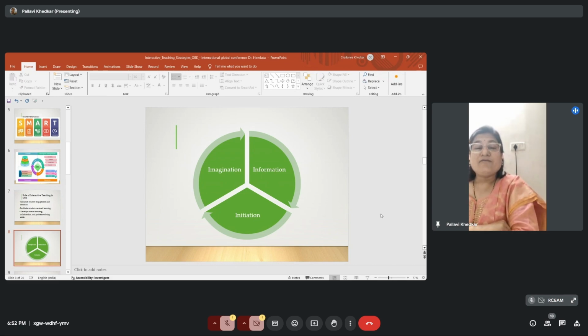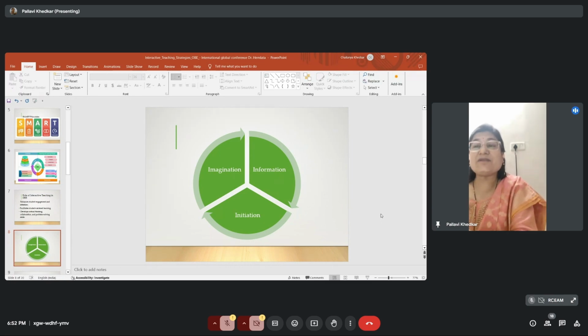In today's era, when we talk about teaching and learning, if we want that learning really has to take place, the first thing is to give time for students to imagine, provide proper information, and take initiation. If all these three things are there, then there would be proper learning in the class.